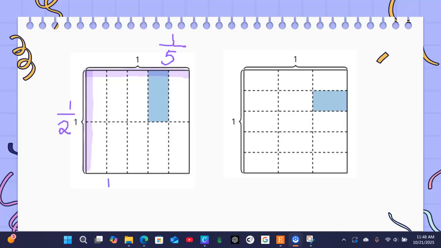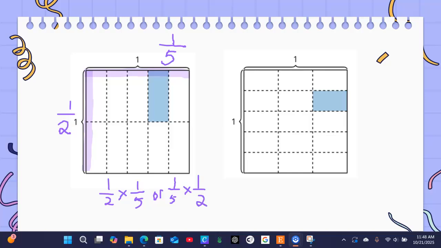So my expression for this could be written as 1/2 times 1/5, or 1/5 times 1/2. Again, for this, we don't need to write the value. We just need to write the expression.